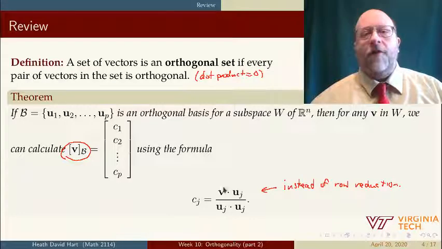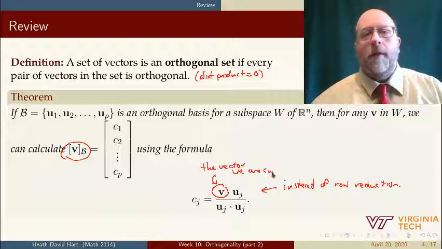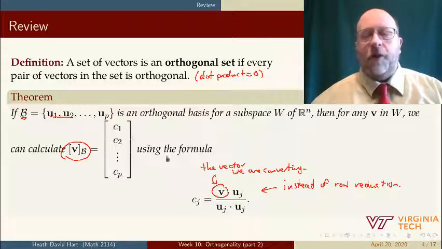V is the vector that we are converting. And U is one of the vectors that's in the basis. That can show up, it shows up 3 different times in this formula. The vector they're actually converting only shows up once.